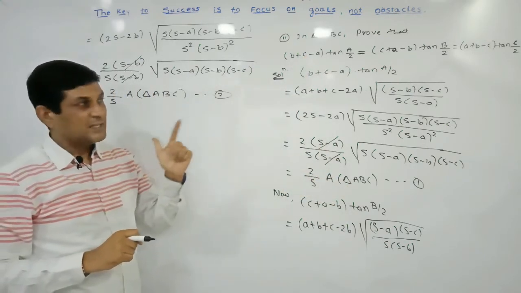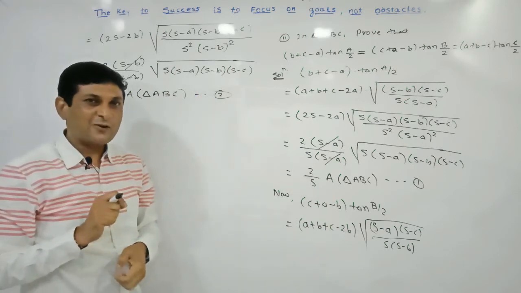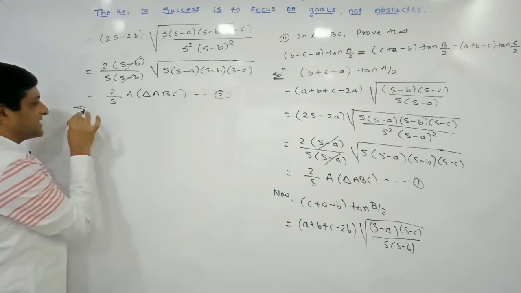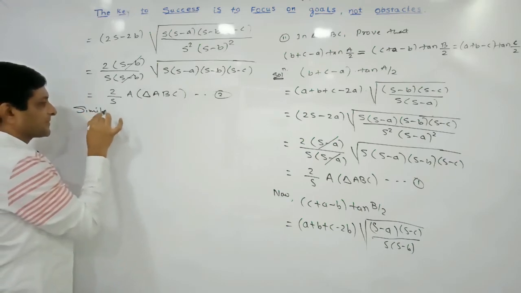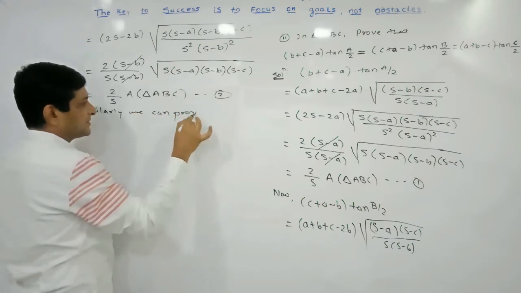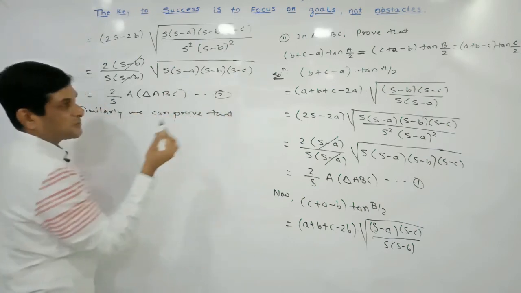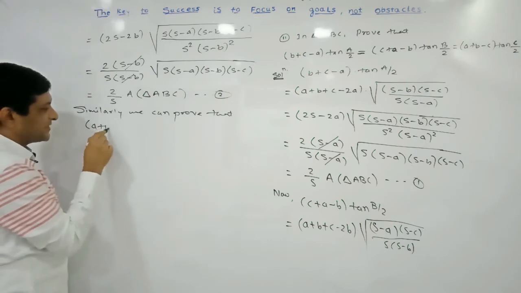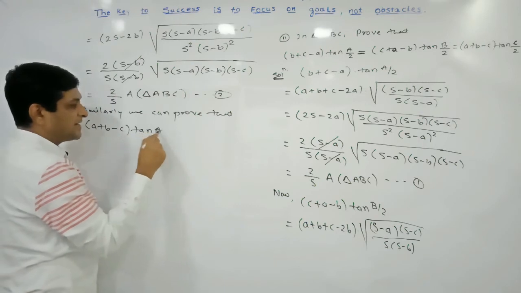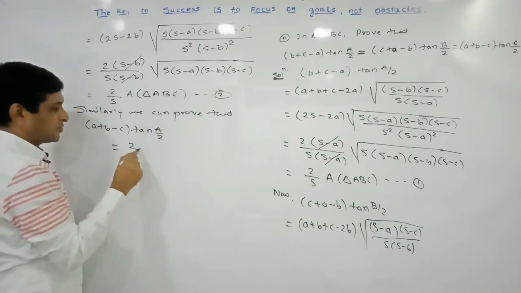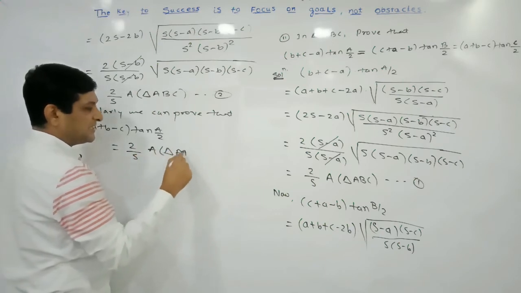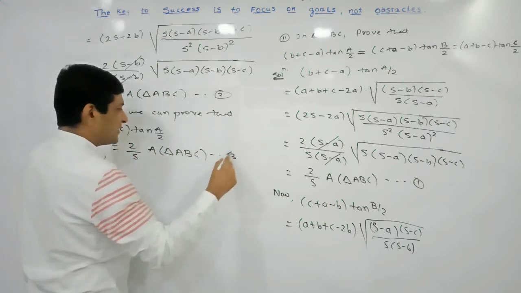Second expression. So in the same way we are able to find out the value of the third expression also. So here directly we are able to say that similarly we can prove that, because the same method we have to apply. That's why we can say that (a + b - c) tan(A/2) is also equal to 2/s times the area of triangle ABC, and denoted by equation number 3.